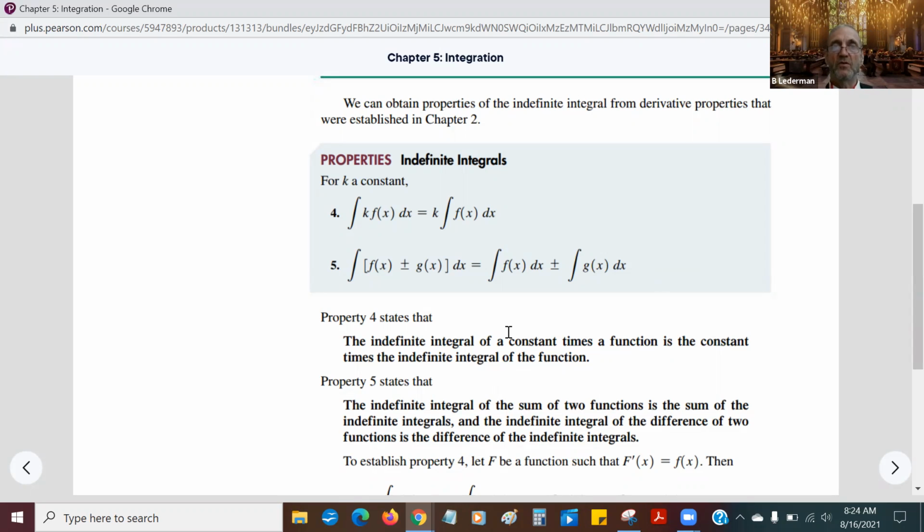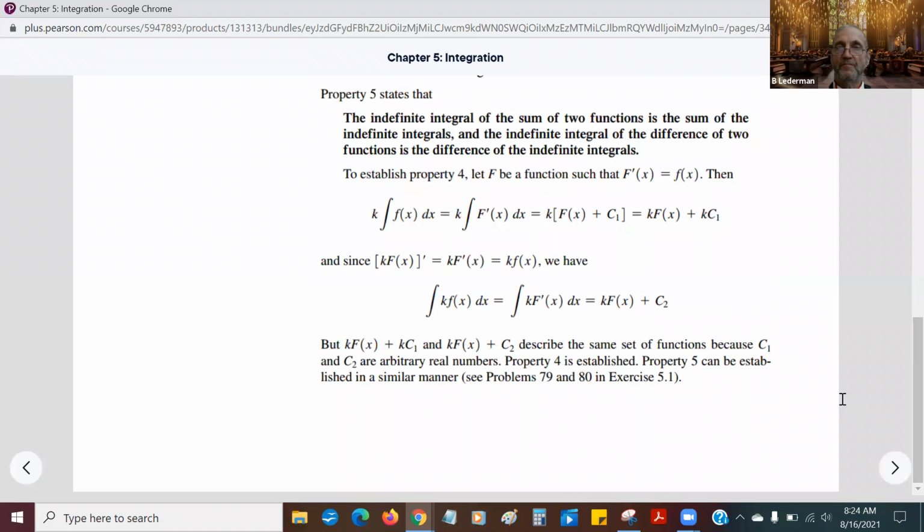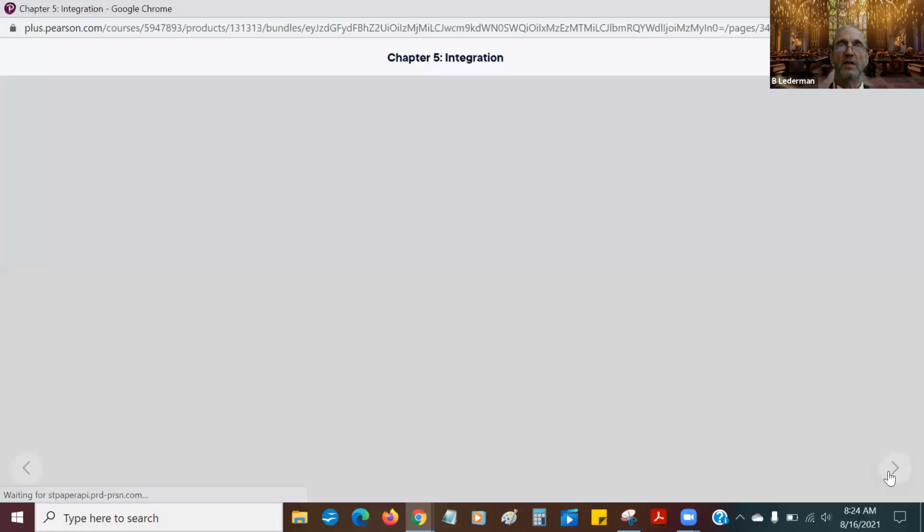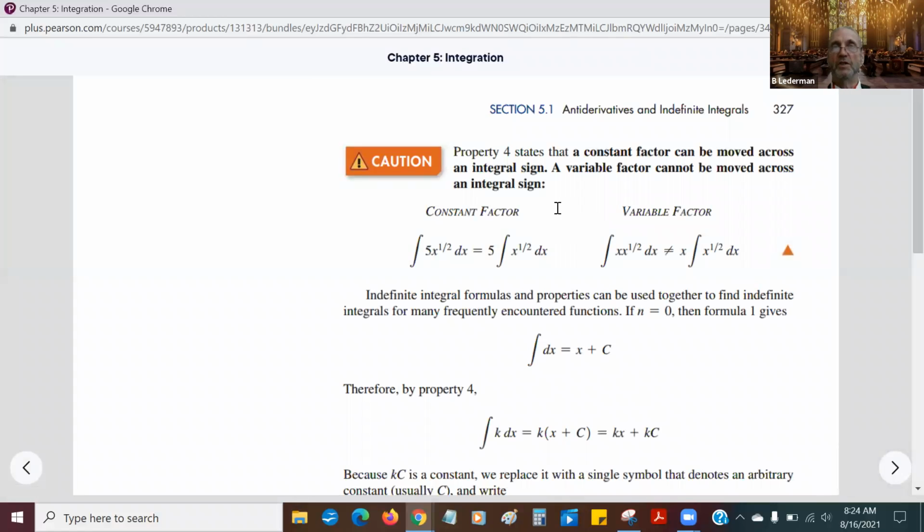The indefinite integral of a constant times a function is the constant times the indefinite integral of the function. Okay, that's lovely. So let's carry on. Caution. What's the caution? I feel so cautious now.